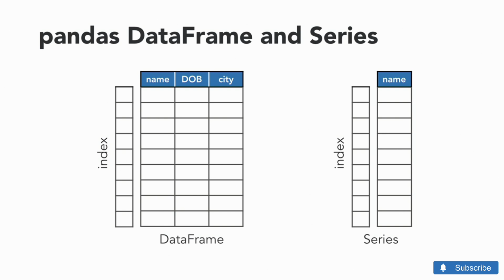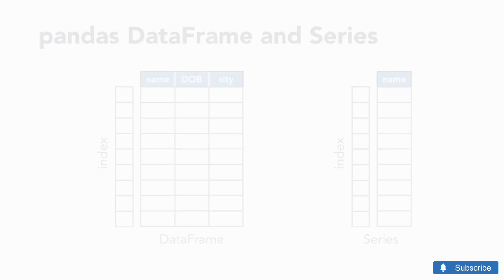A series is effectively a single column from a data frame, with its own index. Having an index makes it more powerful than a simple NumPy array. For instance, if we have two time series that have partially overlapping indices, times, we can still combine them, and Pandas will figure out which entries it can actually compute.